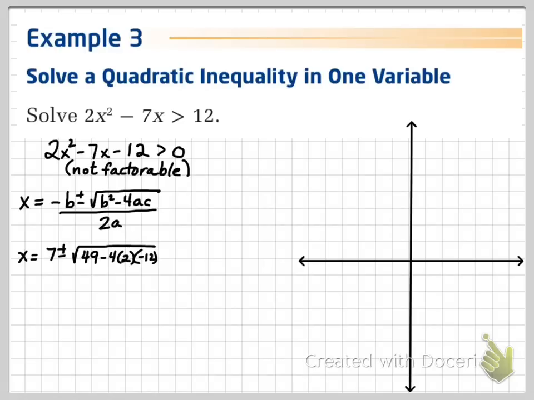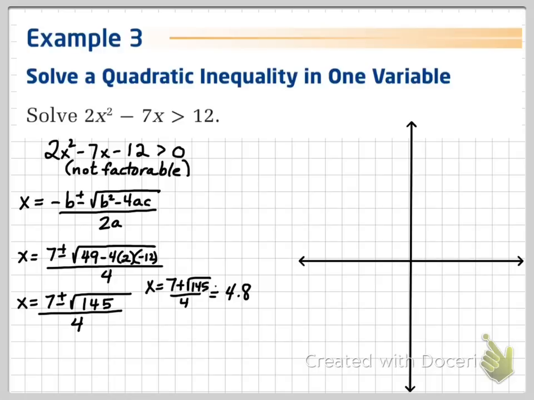We can plug our values into the quadratic formula, and we're going to find that x equals 7 plus or minus root 145 over 4. That's what we'd leave it as if we were going to be exact, but since we're not, we're just going to say it's approximately 4.8 for 7 plus root 145 over 4, and negative 1.3 for 7 minus root 145 over 4. That's good enough for what we're doing. We're not asked to be exact.